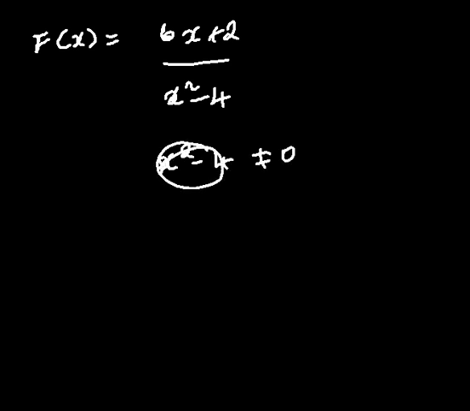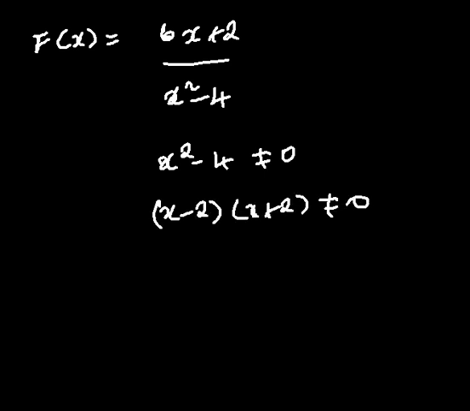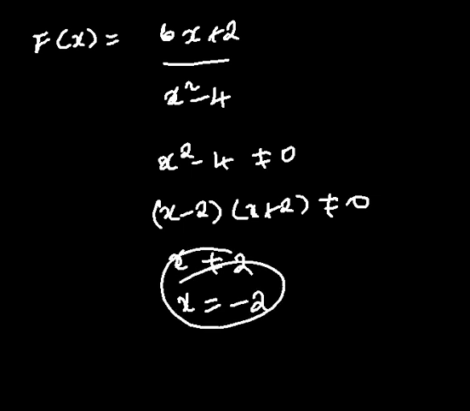Let us see how we determine the values of x that will make the denominator equal to 0. This is a difference of two squares. We have x minus 2 times x plus 2 should not be equal to 0. If that is the case, x should not be equal to 2 and x should not be equal to negative 2. So the domain can be any value, positive or negative, apart from positive 2 or negative 2, because the function will be undefined, as they would give 0 on the denominator.